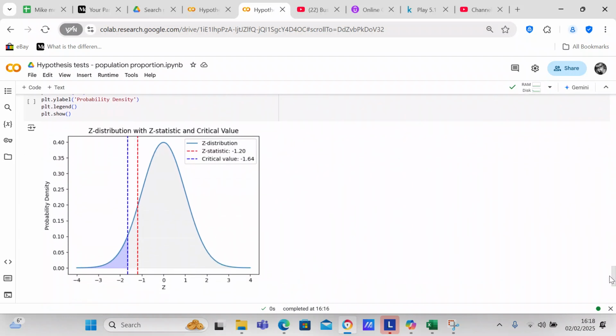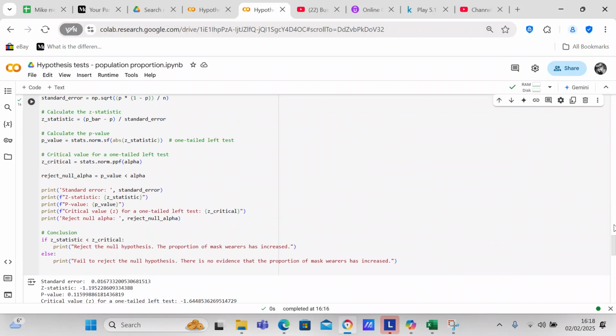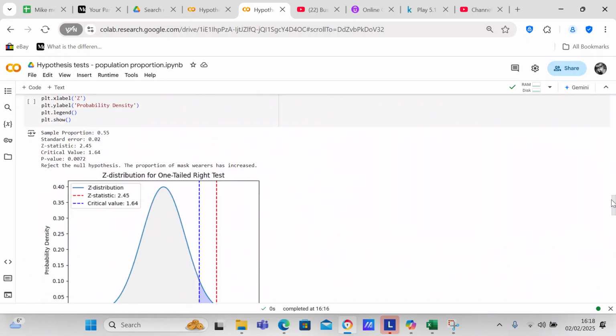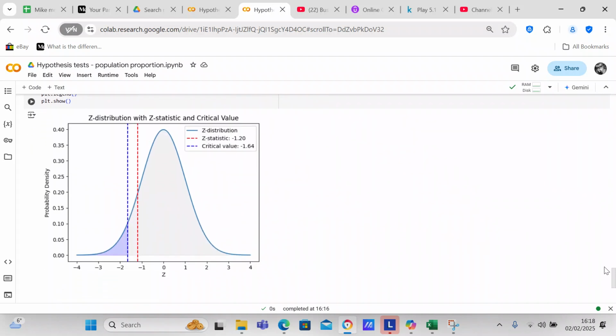So that's very interesting, and it shows you that if you use matplotlib to plot everything, you can visually see it. And so that's it for our 3 examples of hypothesis testing using the proportion. We did a 2-tailed test, which was the first one, the second one was a 1-tailed test on the right hand side, and the third one was a 1-tailed test on the left hand side. So you can see the 3 ways that you can perform a hypothesis test.